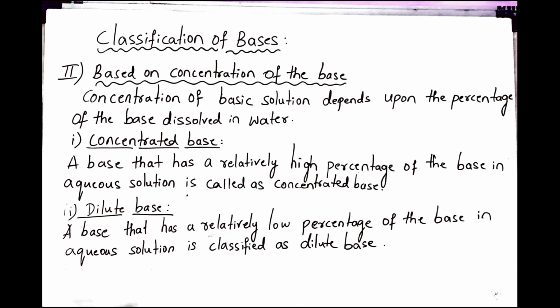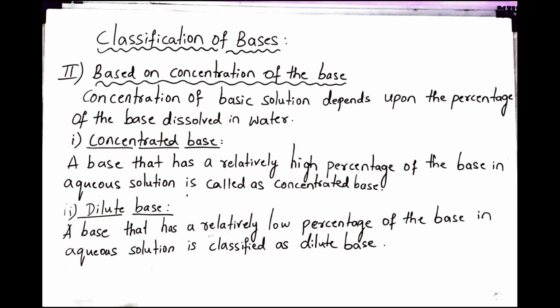So, we can define a concentrated base as a base that has a relatively high percentage of the base in aqueous solution, which means a concentrated base consists of a lesser amount of water. Then a dilute base is a base that has a relatively low percentage of the base in aqueous solution, which means it consists of a large amount of water.